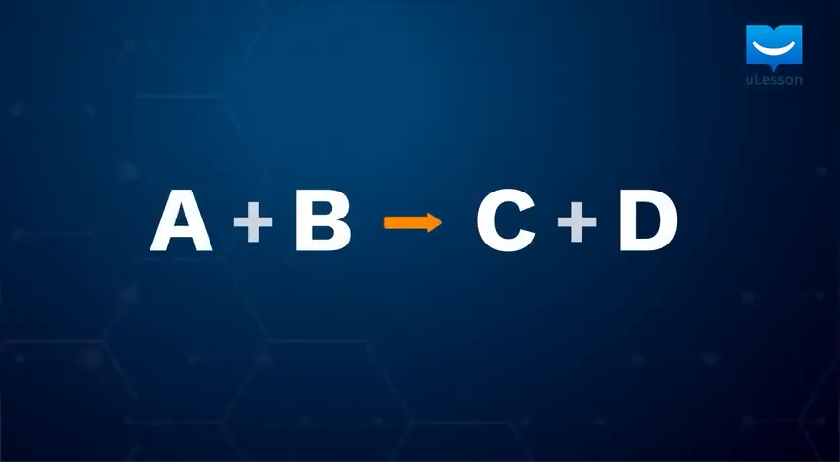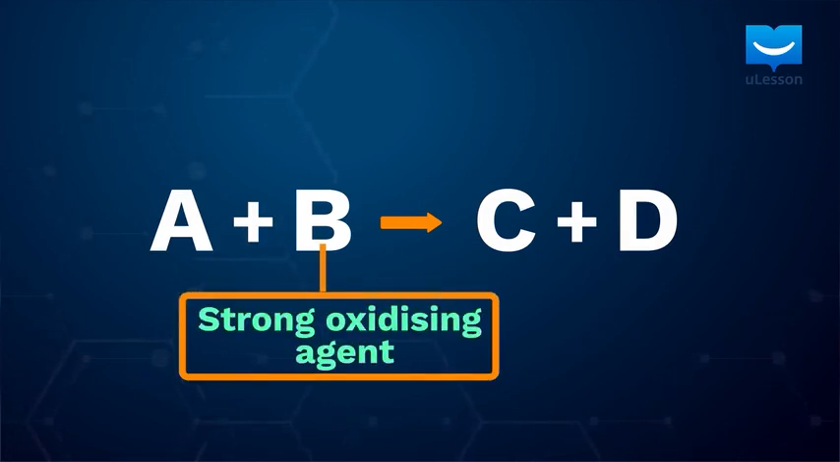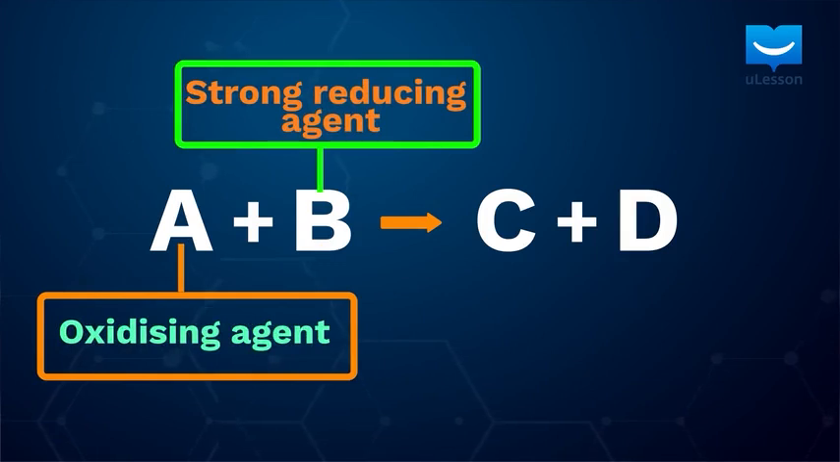If substance A reacts with substance B, and B accepts electrons more readily than A, that is, B is a stronger oxidizing agent, then substance A would have to act as a reducing agent. On the other hand, if substance A reacts with substance B that donates electrons more readily, that is, it reacts with a stronger reducing agent, substance A would have to act as the oxidizing agent.